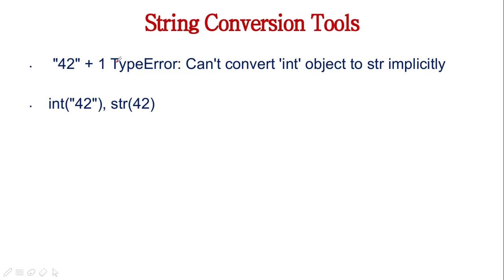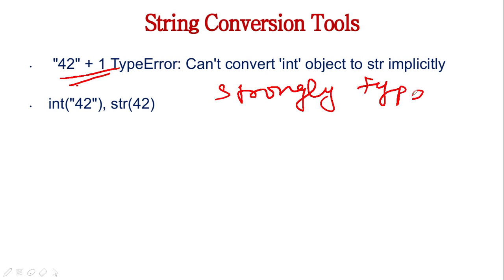Is it possible to give something like "42" plus 1? No, you will get an error because Python is a strongly type checking language. Though Python is very flexible, and we have seen that it is a dynamically typed language, it is also important to note that it is strongly type checking. When it has to do the plus operation, it is defined between integers. I can write 2 plus 3, which is equal to 5.